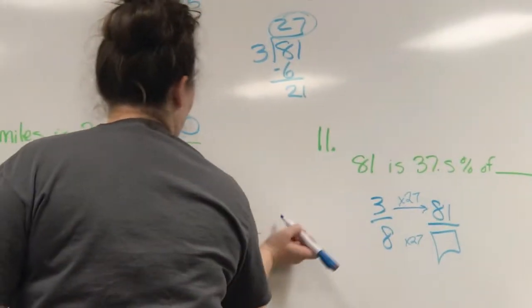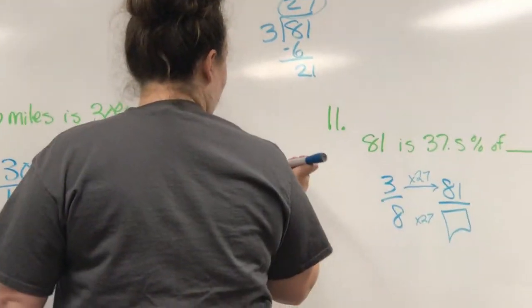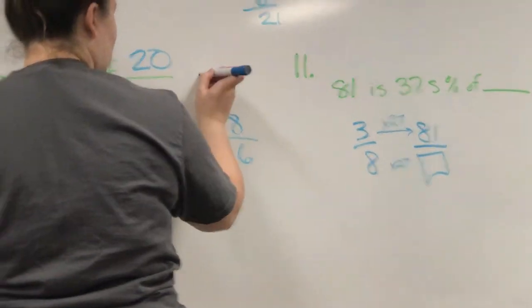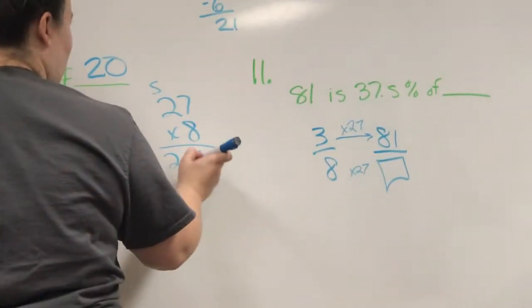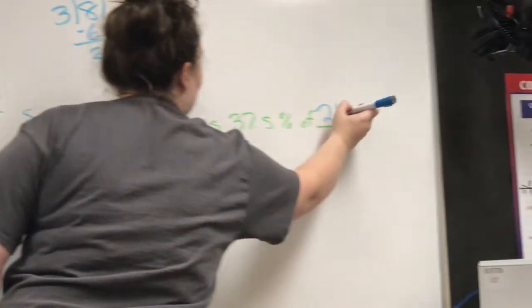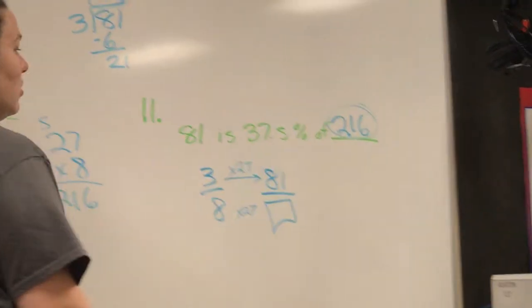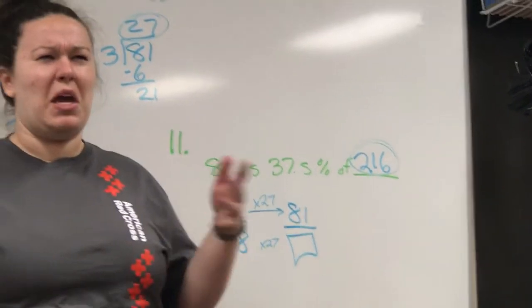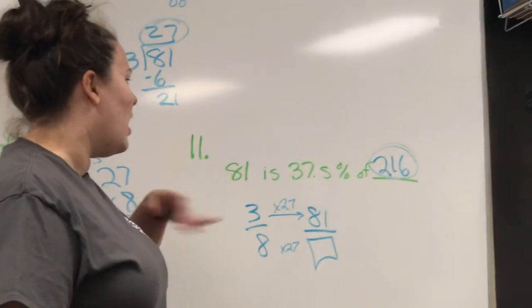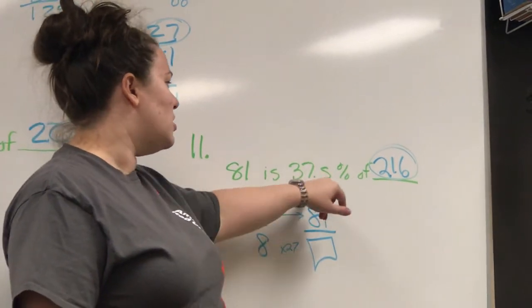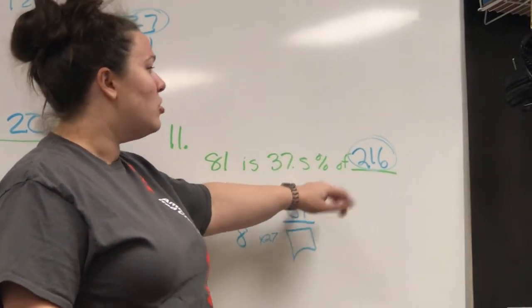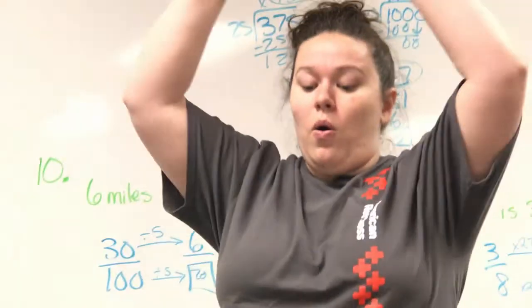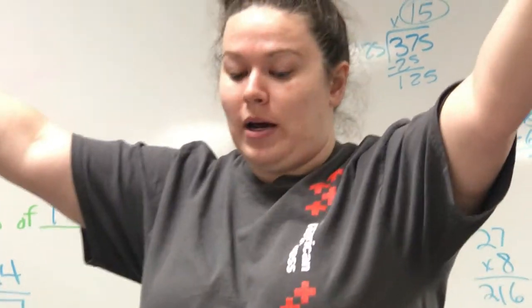Whew, so many numbers. 27 and 8, 56, 16, 21. 216 is our total. 81, I think she was like making cookies or making muffins or something, and she's like, I've made 81 and I'm only 37.5% done. So how many muffins do I need to make total? 216. Woo! I did it. I feel good about it.